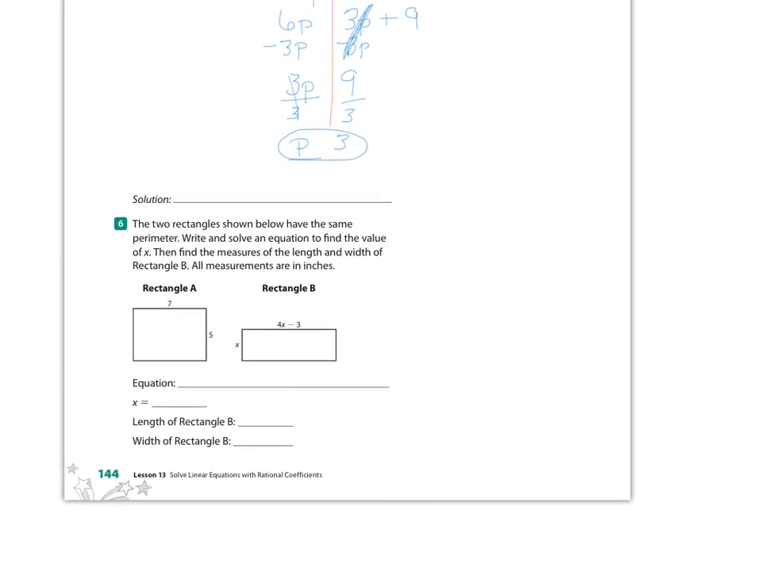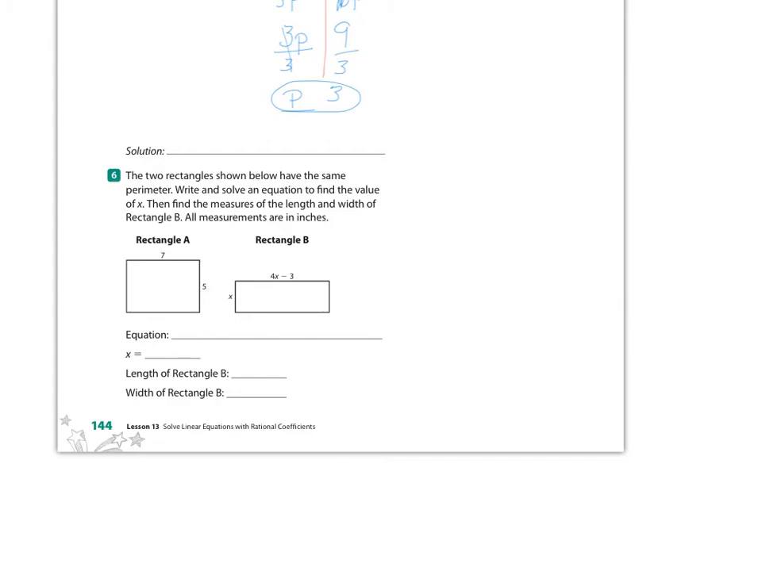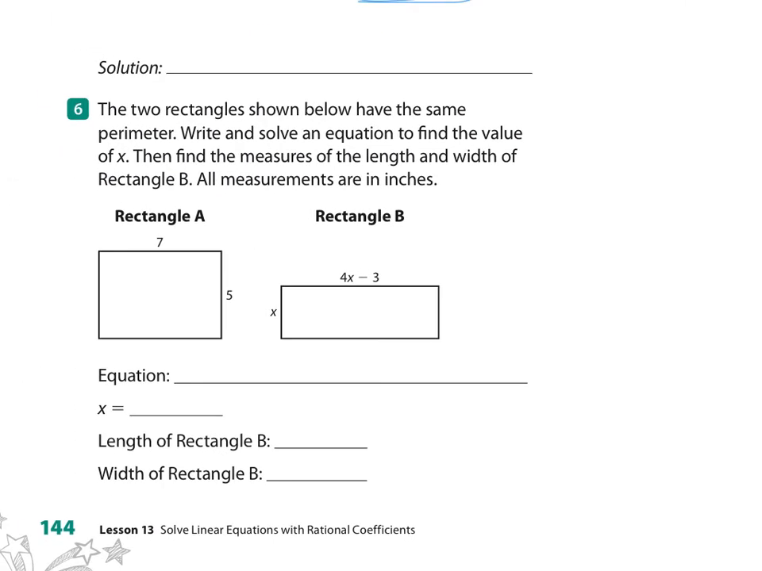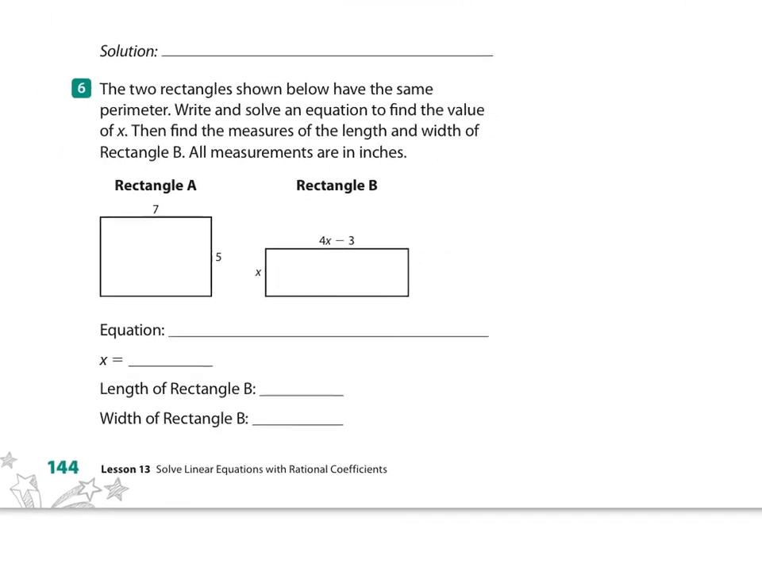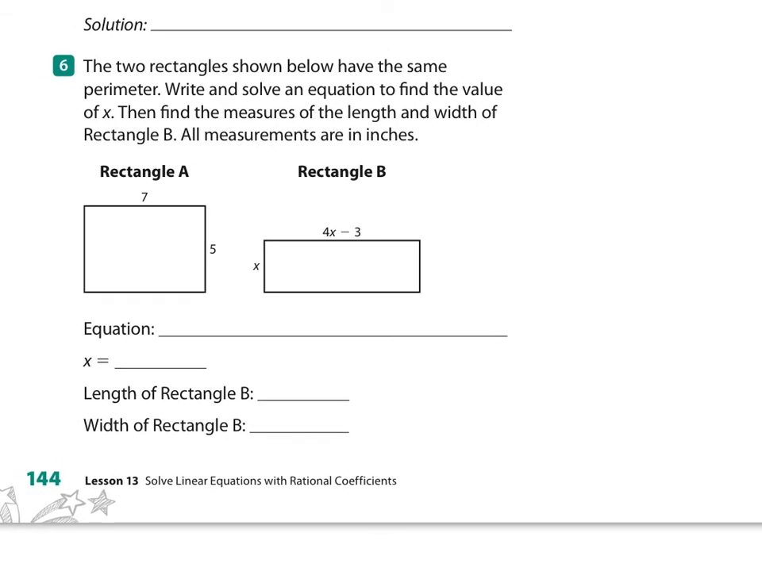Next question, number 6. Ooh, this looks like a fun one. The 2 rectangles shown below have the same perimeter. Interesting. Write and solve an equation to find a value of x. Then find the measures of the length and width of rectangle B. All measurements are in inches. So if I look at rectangle A has a length of 7, 5. Now this bottom side would also be 7, and the left side would be 5.